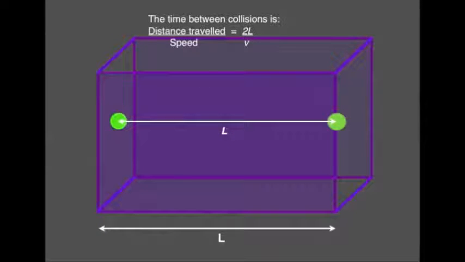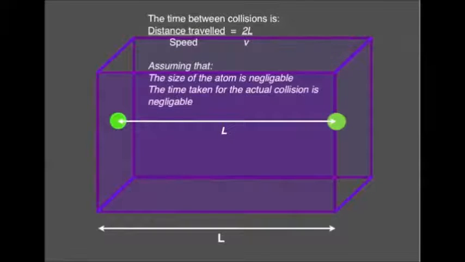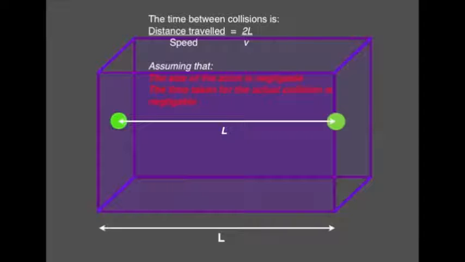Here again we're making an assumption. The distance that the atom or molecule will actually be travelling is slightly less than the full length of the box due to its own size. So we're making the assumption that the diameter or size of the atom or molecule is insignificant. Neither are we making any allowance for the time of the collision. We're assuming that that time is absolutely negligible. It is important for most examination boards that you make a note of these assumptions we're making.